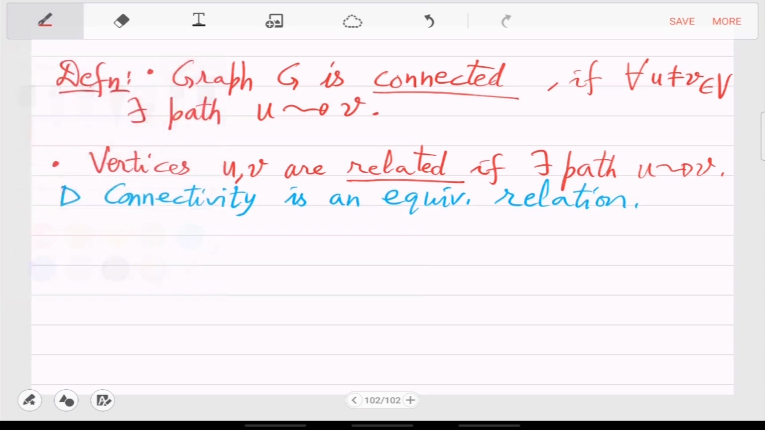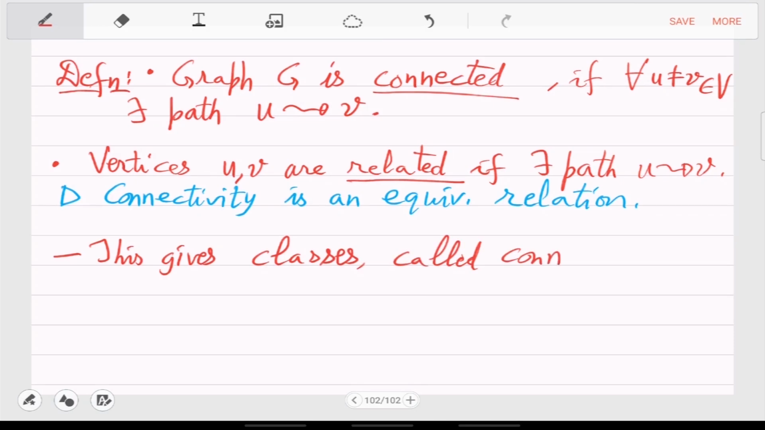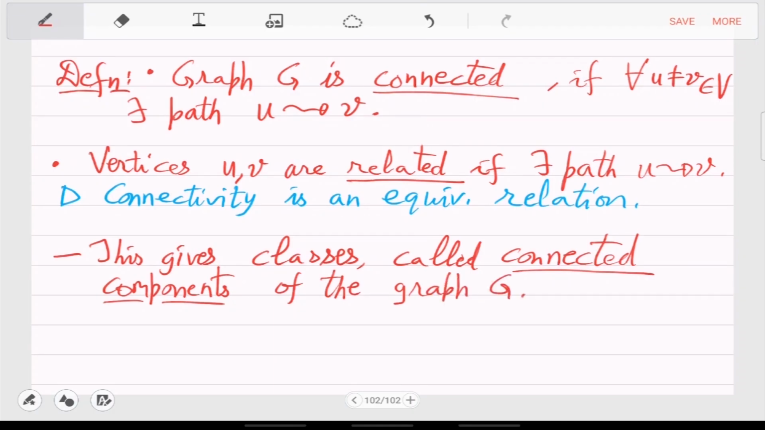So this gives connected classes, which we will now call connected components of the graph. So if the graph is connected, how many connected components are there? Just one, right? Because everything is connected, so there is only one class. If the graph is unconnected, then you will have at least two connected components. And maximum, how many components can there be? There can be n, in which case vertices are all isolated, no edges.